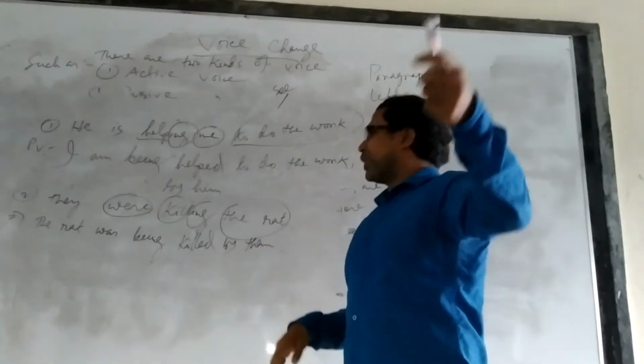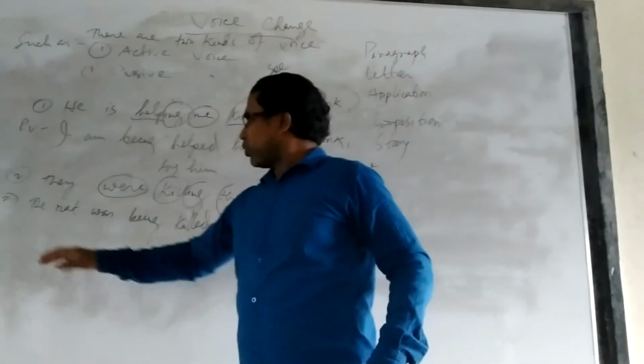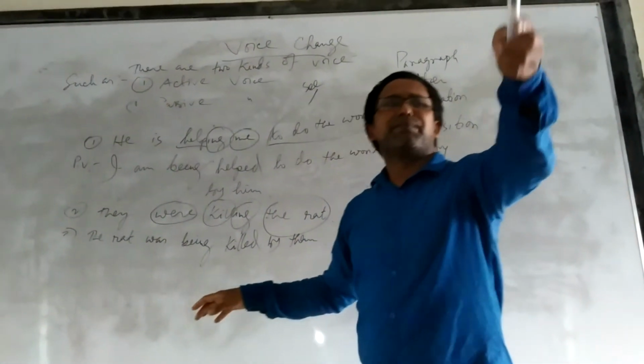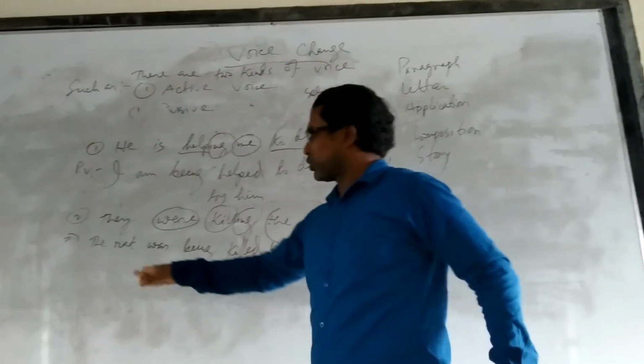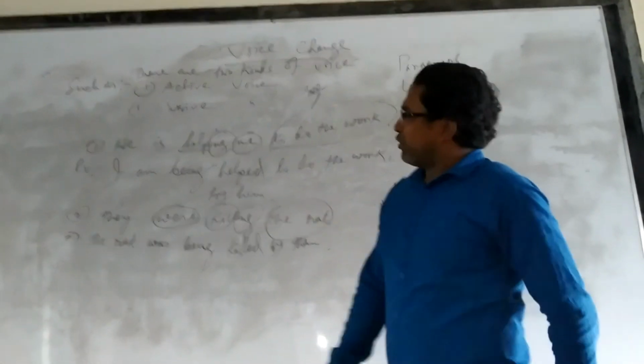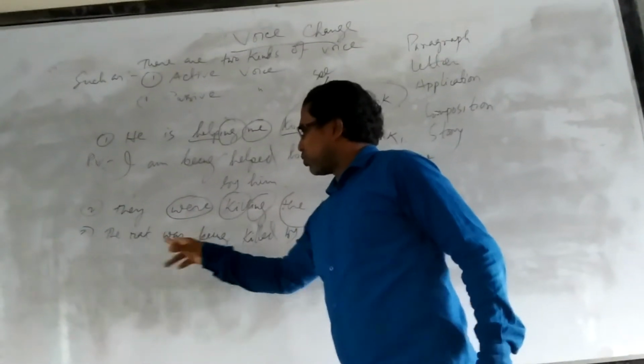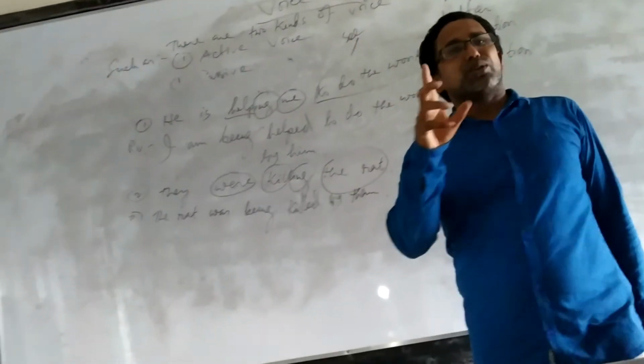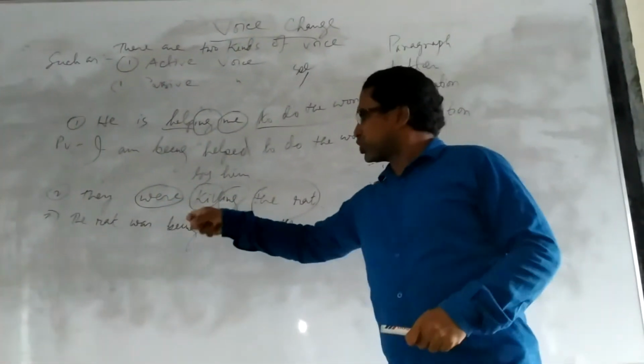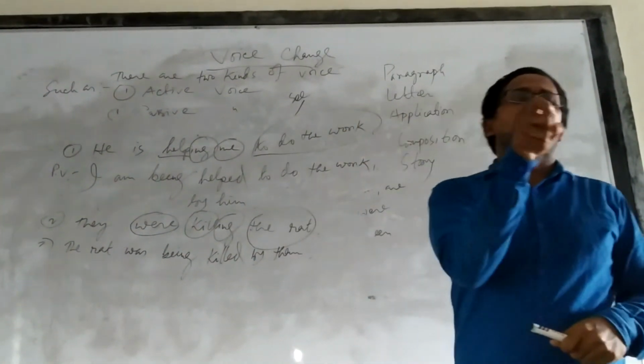Kulsum said, what is subject here? The rat. Very good, Kulsum. Very good question. The rat. For the rat, we have taken here was. So, who can tell me why I use being here?